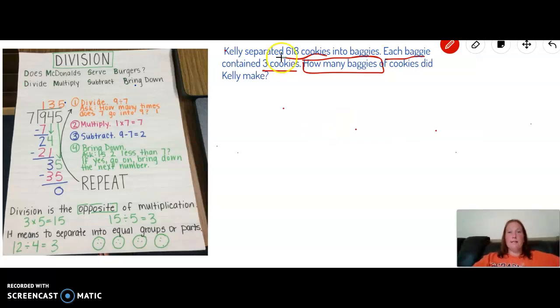Kelly separated 618 cookies into baggies. Each baggie contained 3 cookies. How many baggies of cookies did Kelly make? Okay, today we are going to prove our objective using tape diagrams, and then we will solve with a standard algorithm. Okay, so let's make our tape diagram first.